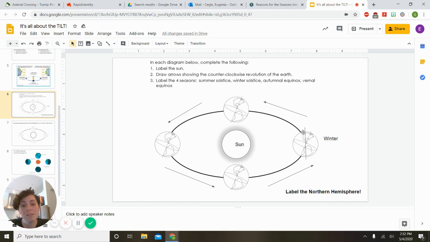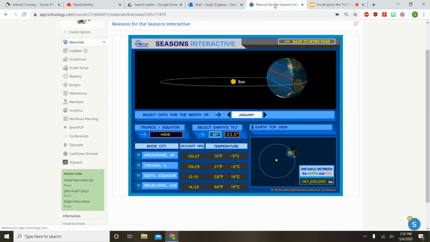So our sunlight isn't going to be as direct, which means it's going to be a little bit colder outside, and that is going to give us winter. From here, you could probably figure out the rest of the seasons, just looking at this, knowing which way seasons move as we move throughout the year, but you can also continue to use your interactive as well.